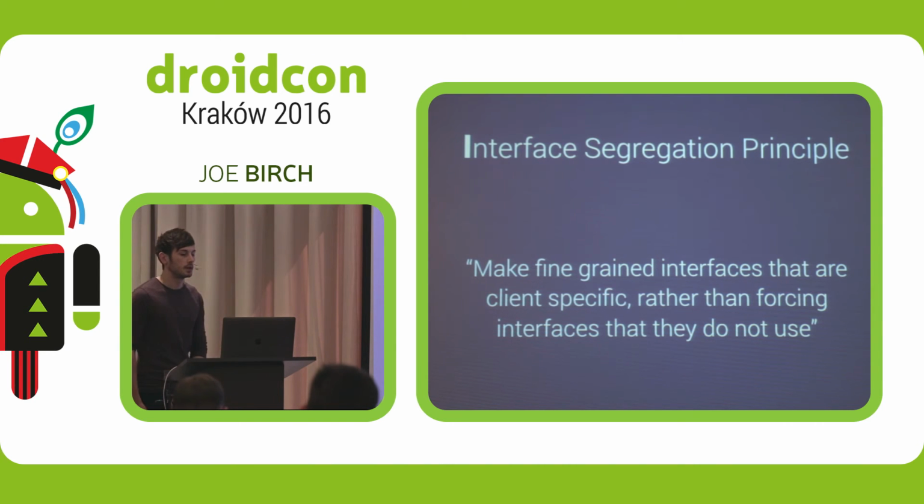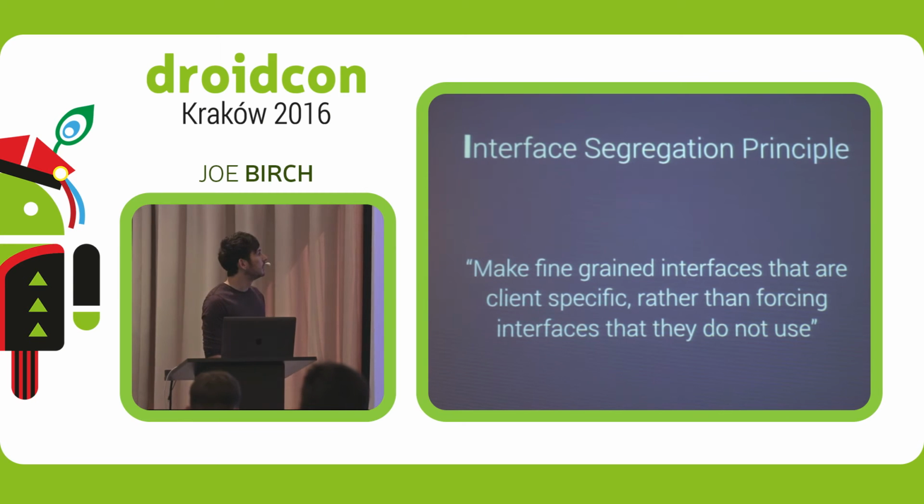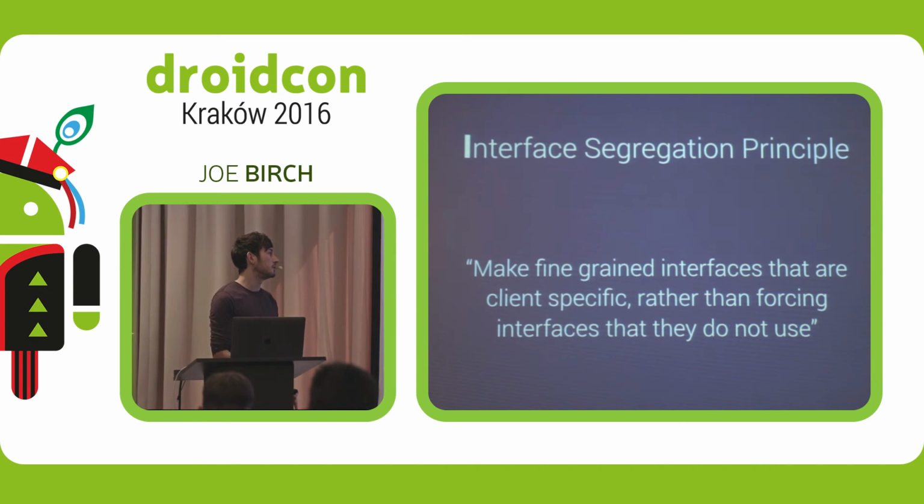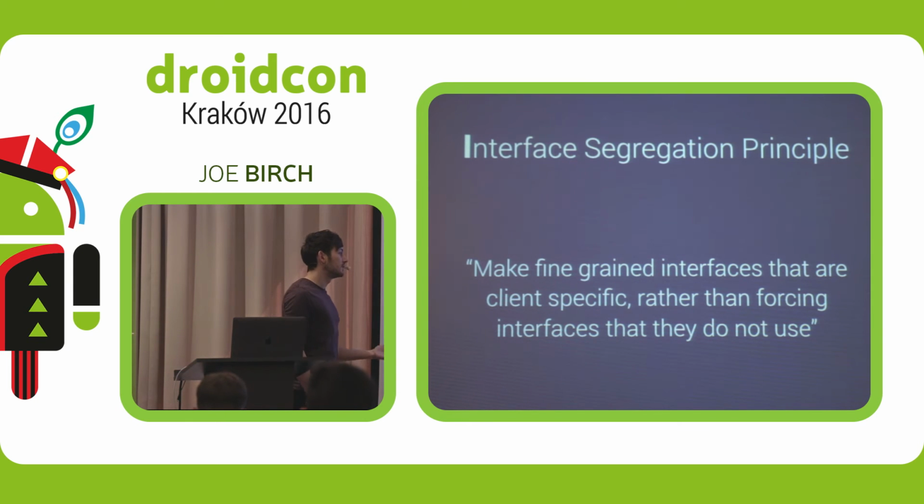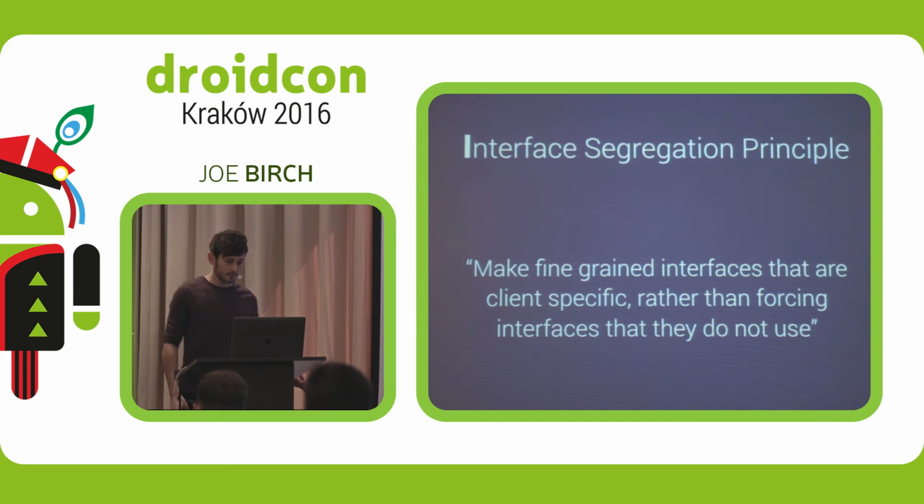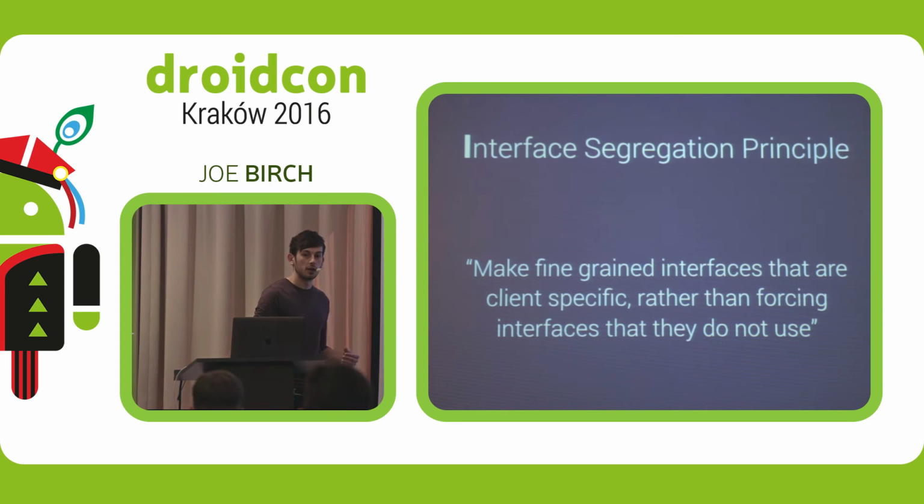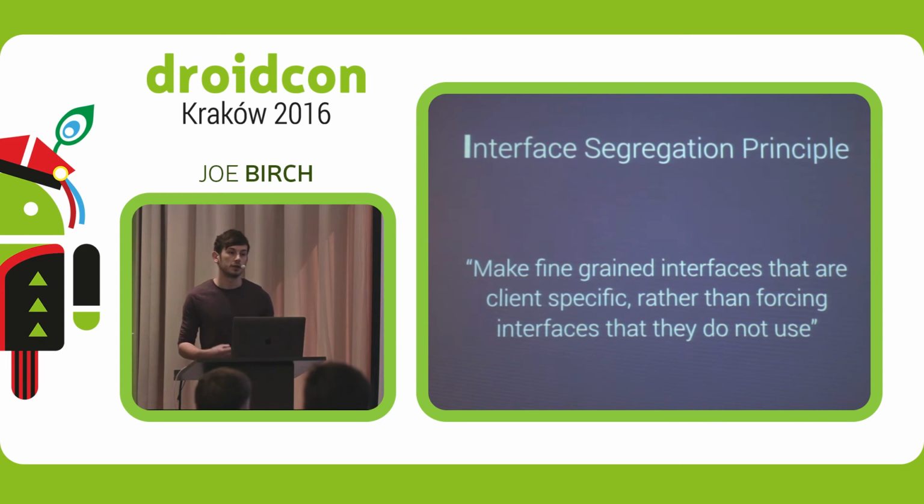Cool. So I is the interface segregation principle. It basically says that we should make fine-grained interfaces that are client-specific rather than forcing clients to implement interfaces that they do not use. This one is really simple. Essentially, it says avoid creating interfaces that house all of your methods. Instead, we should have smaller interfaces that are more focused on what we need.